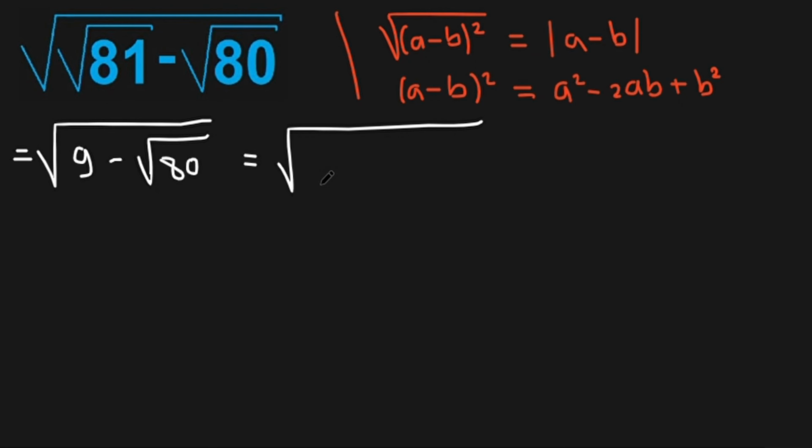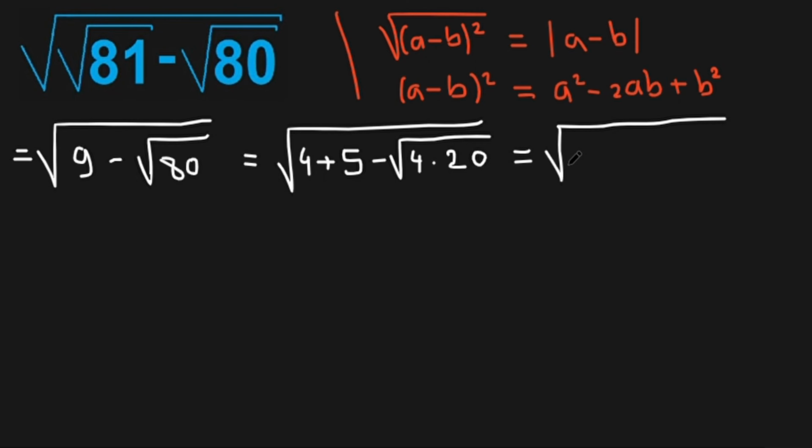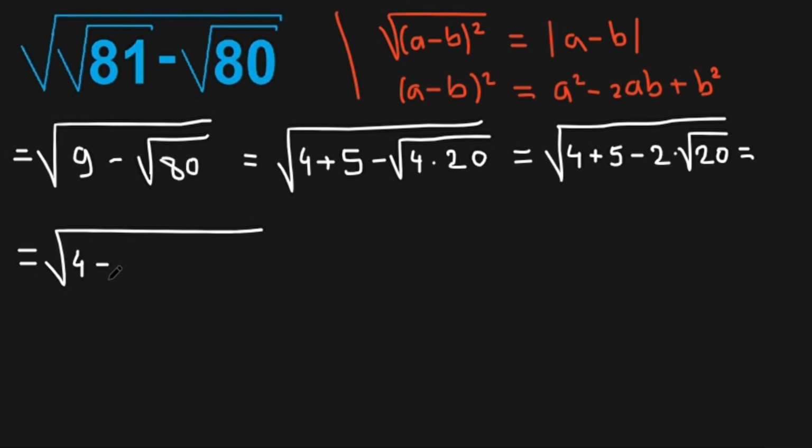9 can be written as 4 plus 5, and square root of 80 can be written as square root of 4 times 20. This equals square root of 4 plus 5, minus square root of 4, which is 2, so we take out 2, and what's left is square root of 20. All this equals square root of 4 plus 5 minus 2 times square root of 20.